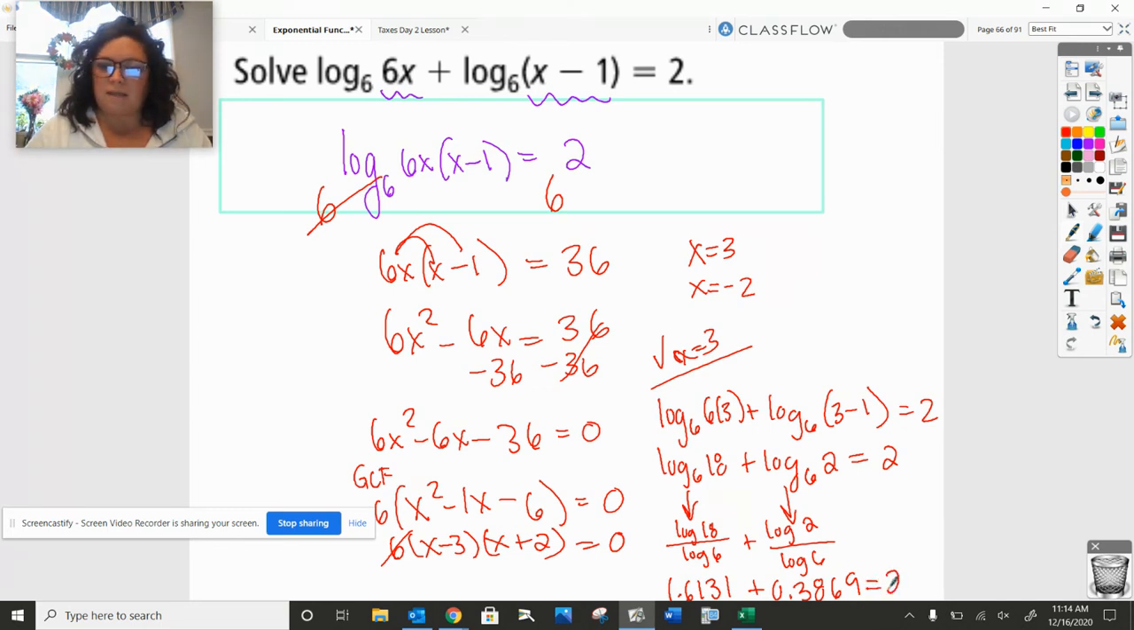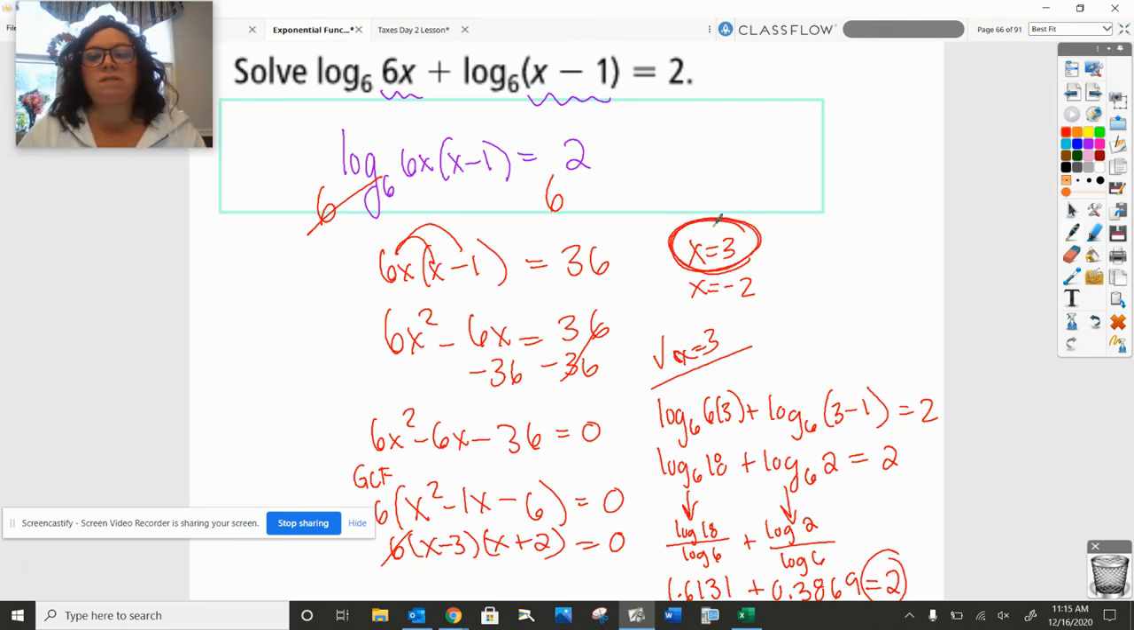So let's see when we add those two numbers if we get to 2. So I take that 1.6131 plus 0.3869, right on the money. That means that x equals 3 is a solution.